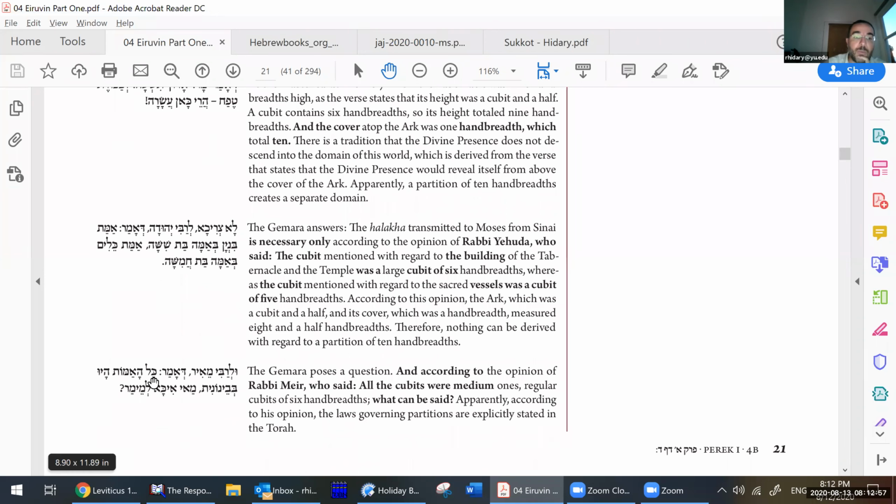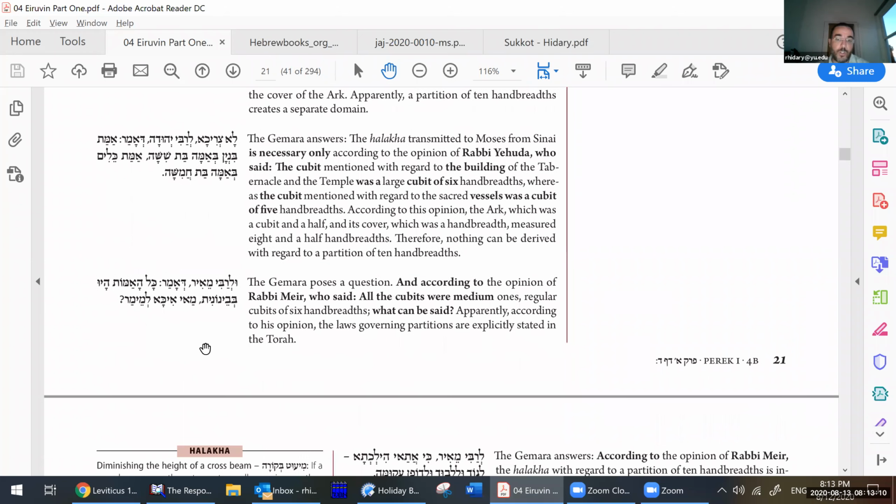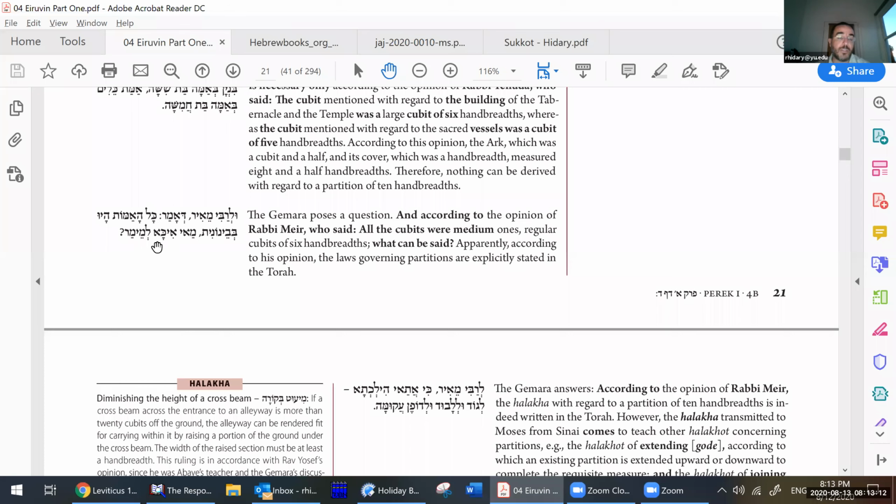Will it be Me'ir? All right, that's fine according to the Yehuda. But what about according to the Bimeir? Because the Bimeir says all the amot, even the ones in the Bet HaMikdash and even the furniture there, is a regular amma, an amma of 6 handbreadths. So according to him, the Aron is also based on an amma of 6 handbreadths. So an amma and a half is 9, plus 1 is 10. And so I have a source from the Torah that 10 handbreadths is a typical mechitza.